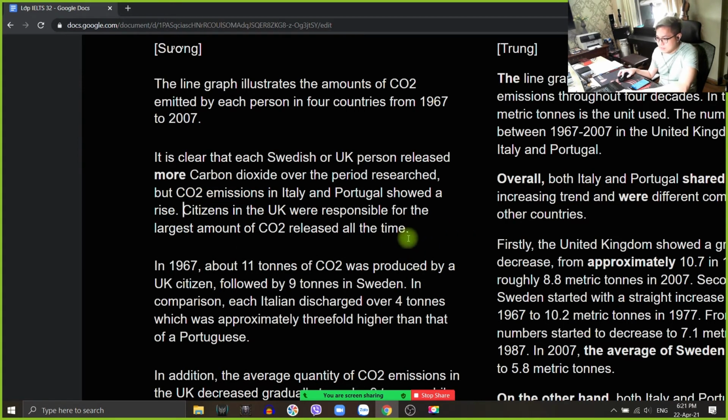But it seems to me like this sentence doesn't connect well with this sentence. So let's add linking words, some kind of linking devices. Let's say "also". Okay, it connects now.